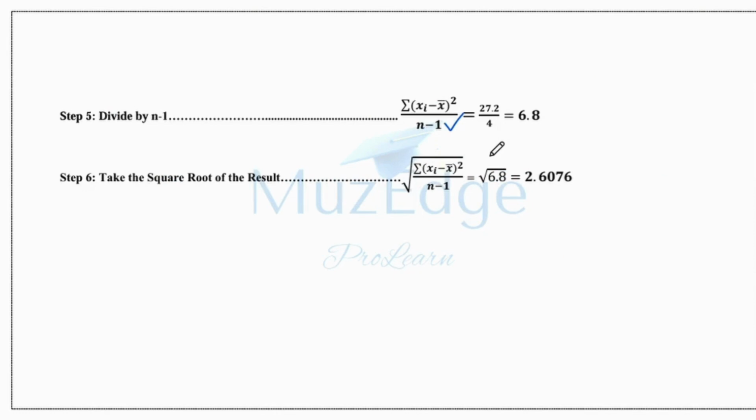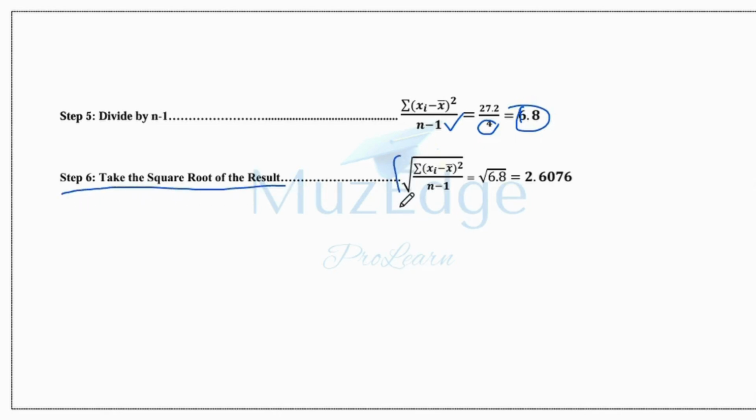We divide by n-1, not just n. We have 5 data values, so 5 minus 1 equals 4. Now, we take the sum of squared deviations from the last step, which was 27.2, and dividing it by 4 gives us 6.8. So, the sample variance is 6.8.